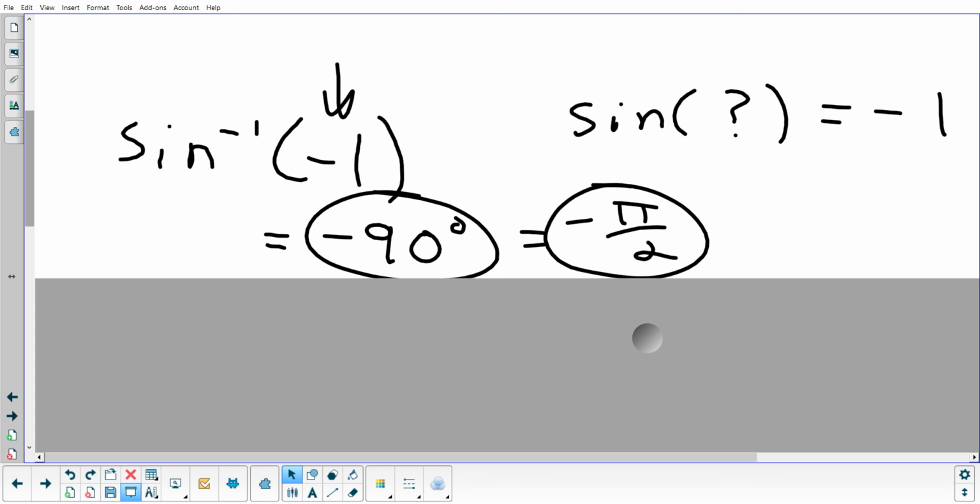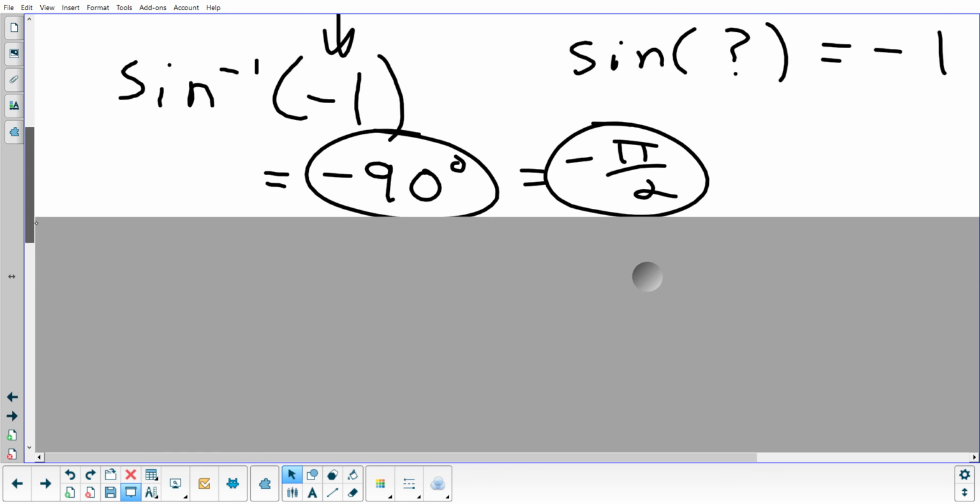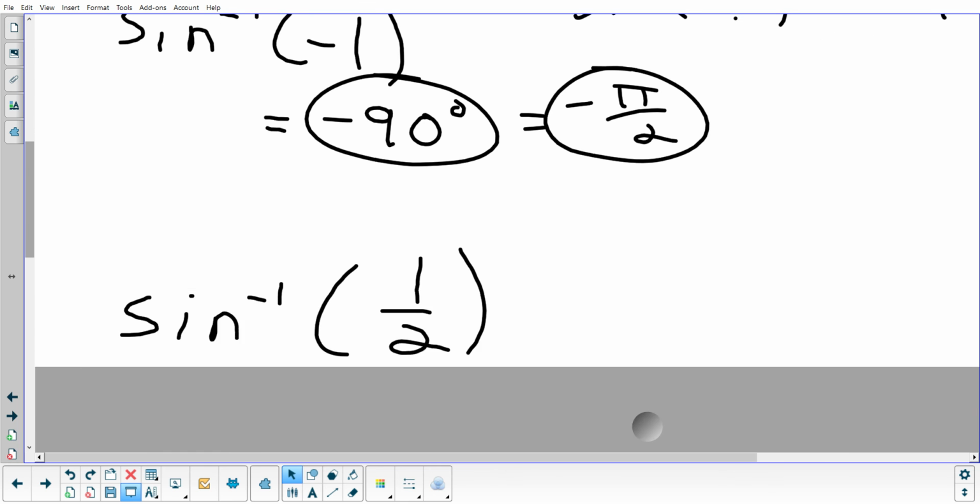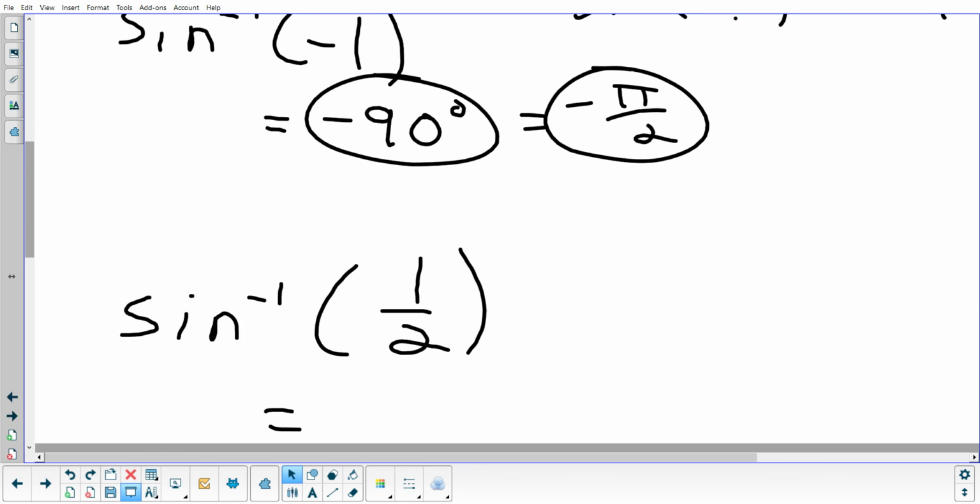Which one of those is correct? Both of them. One's degrees and one's radians. On the test, I'll make sure that I write down, put your answer in radians or put your answer in degrees. You answered my question. Thank you. You're welcome.